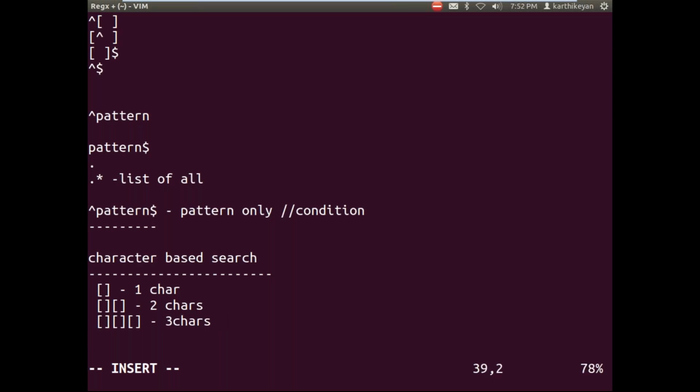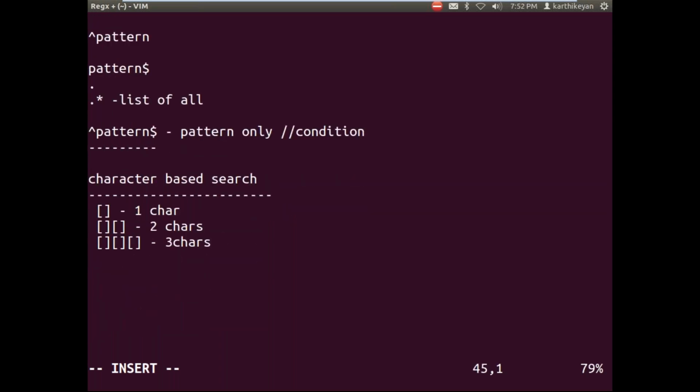Three square brackets, three characters. Any three characters. For example, I'll write A, V, RUN, which means the total string length is 4 characters. Here the first character is uppercase A followed by RUN, lowercase a RUN, small u v RUN, like this.